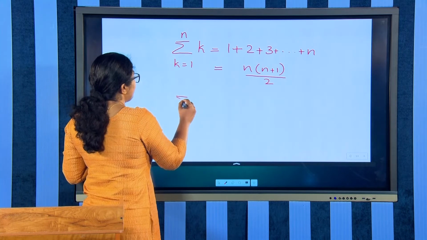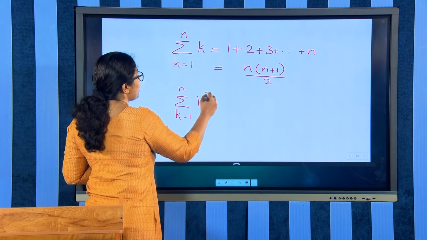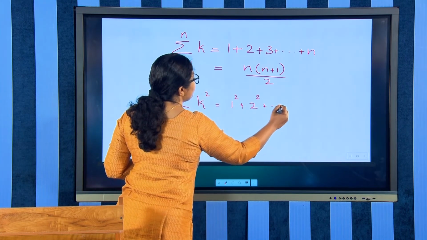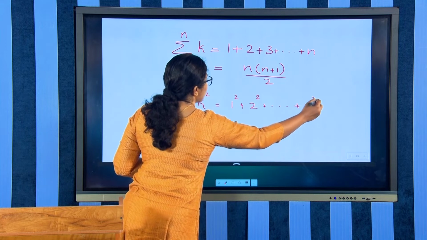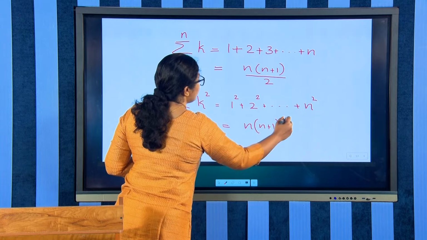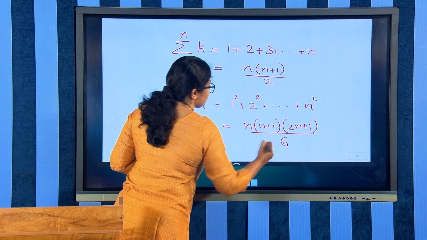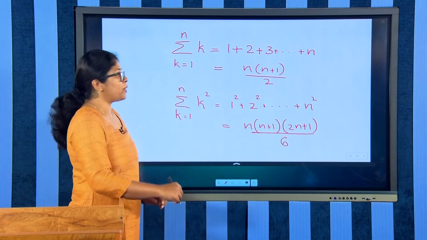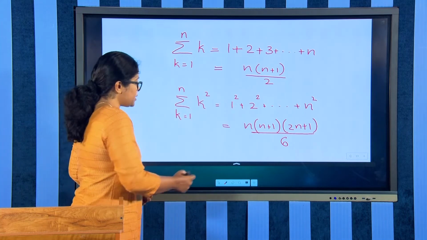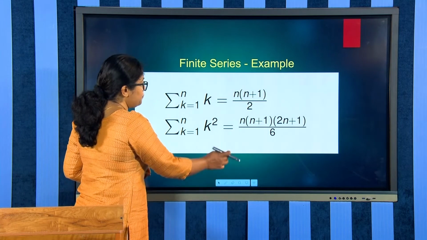And summation k equal to 1 to n of k square is equal to 1 square plus 2 square plus etc. up to n square, and that is nothing but n into n plus 1 into 2n plus 1 upon 6. So this is the usual notation or expansion of this summation as mathematical terms. So that is the example given.